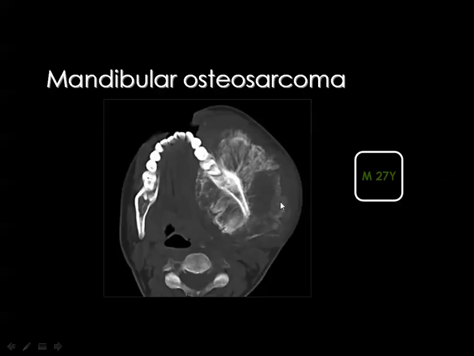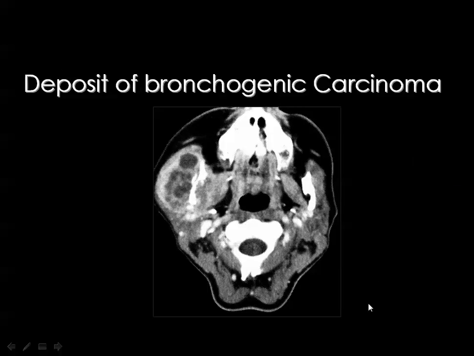Like this case, which is of a classic mandibular osteosarcoma showing the sun ray spiculations, and the mass is very big, it arises from the mandible. You don't need to look to the parapharyngeal fat, which is compressed from the anterolateral aspect. Also, this patient had a bronchogenic carcinoma metastasizing to the ramus of the mandible.